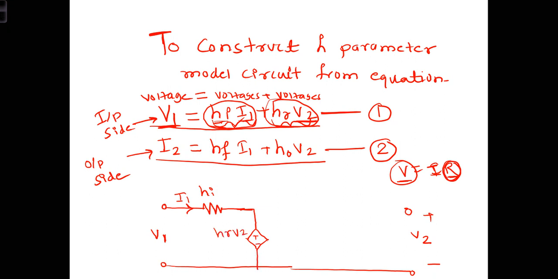That's all. This is the input side. If you apply KVL here, what you will get? V1 is equal to I1 into HI plus HR into V2. That's all. Over. The input side is over.